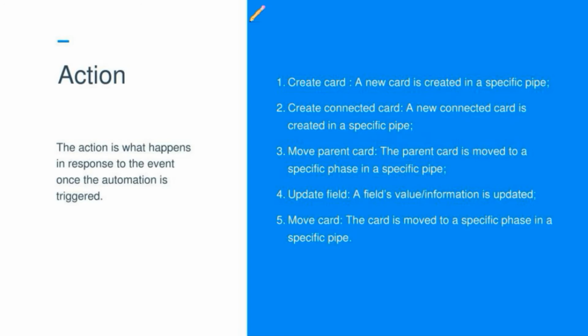Move parent card. Whenever the automation is triggered, the parent card is moved to a specific phase in a specific pipe. Update field. A field's value information is updated whenever the automation is triggered. And the last but not least, move card. The card is moved to a specific phase in a specific pipe whenever the automation is triggered.